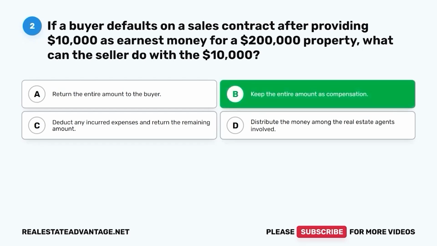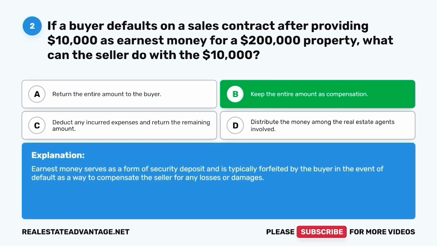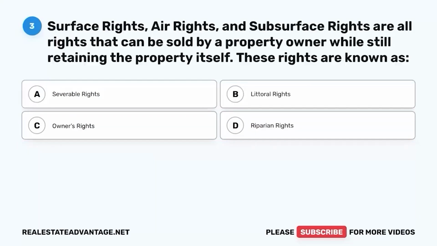The correct answer is B. Keep the entire amount as compensation. Earnest money serves as a form of security deposit and is typically forfeited by the buyer in the event of default as a way to compensate the seller for any losses or damages. Question 3. Surface rights, air rights, and subsurface rights are all rights that can be sold by a property owner while still retaining the property itself.